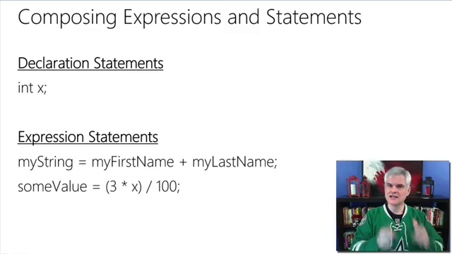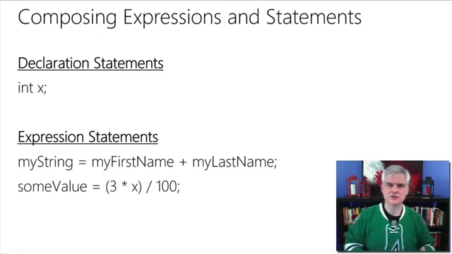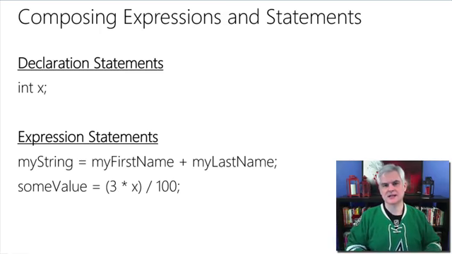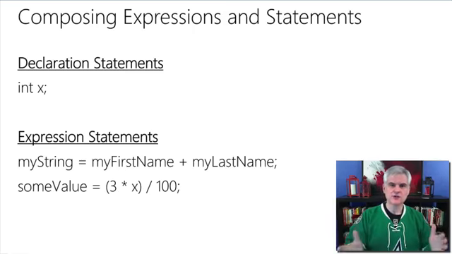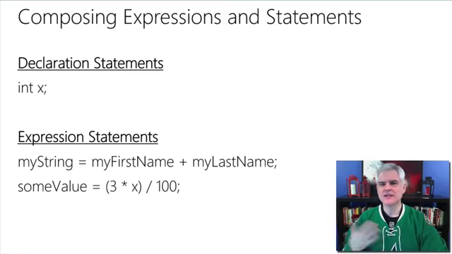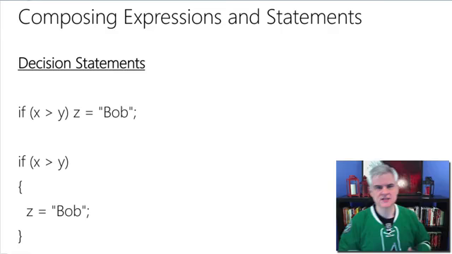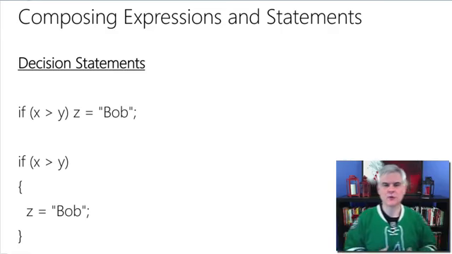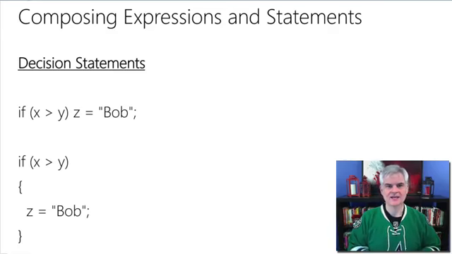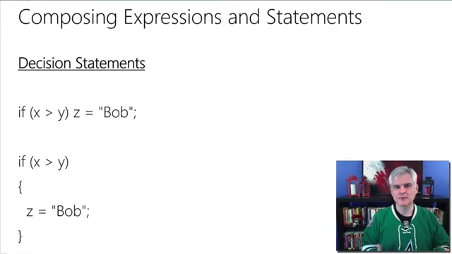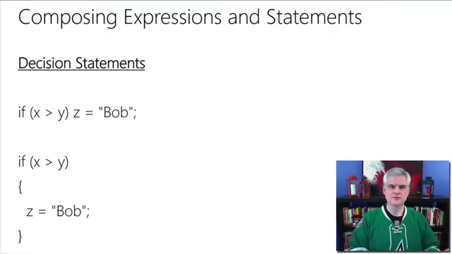In this case, notice that the parentheses operator is used for the order of operations, just like you would in any mathematical formula. So first, take 3 times x and then divide by 100. All right, so in each of these cases, the expression is evaluated and then assigned. And there are decision statements. We've already seen one example so far. If x is greater than y, then z equals Bob. And this might look a little foreign at first, but if I separate it out into individual lines and wrap some curly braces around it, you might recognize it in this form.